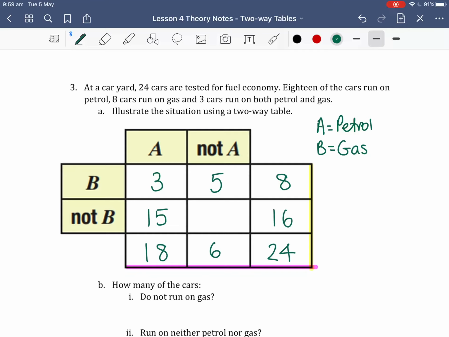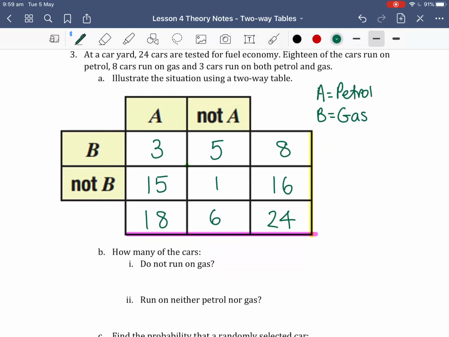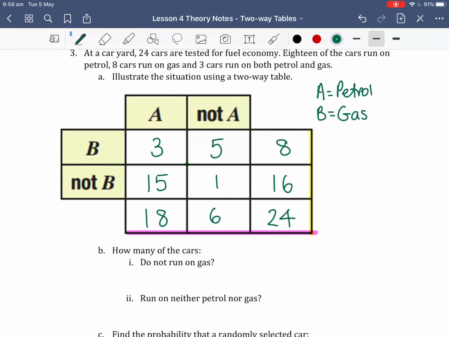Then based on that information, we can find what our not A, not B is by going 16 minus 15 is 1, and 6 minus 5 is also 1. So that means our not A, not B must be 1. And so that is how you fill in your two-way table based on the information we've been given. Now we want to answer how many of the cars do not run on gas. Remember, gas is B. So how many cars are not gas? That is our 16.